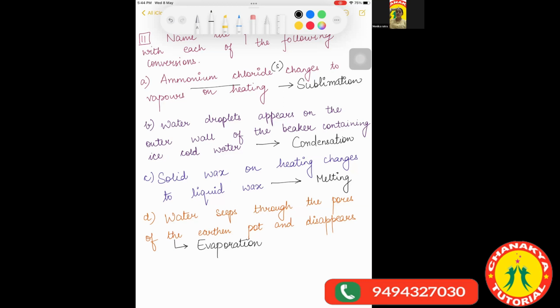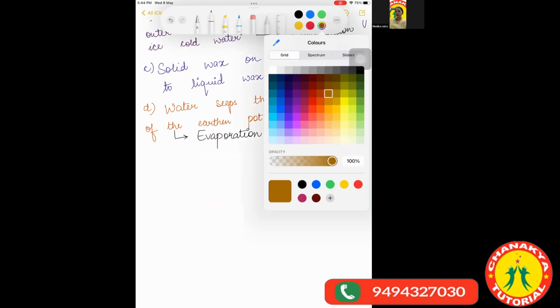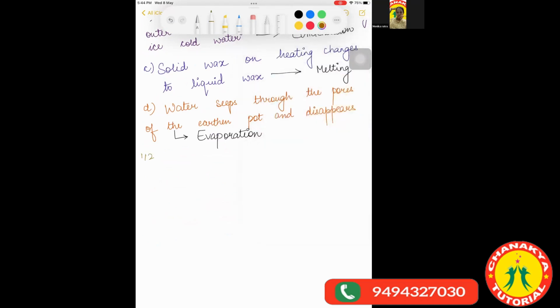Now, since you know the difference between boiling and vaporization, and boiling and vaporization are not the same thing, you cannot say vaporization in place of evaporation because both of them are different. I hope this is clear to everybody. Next question.